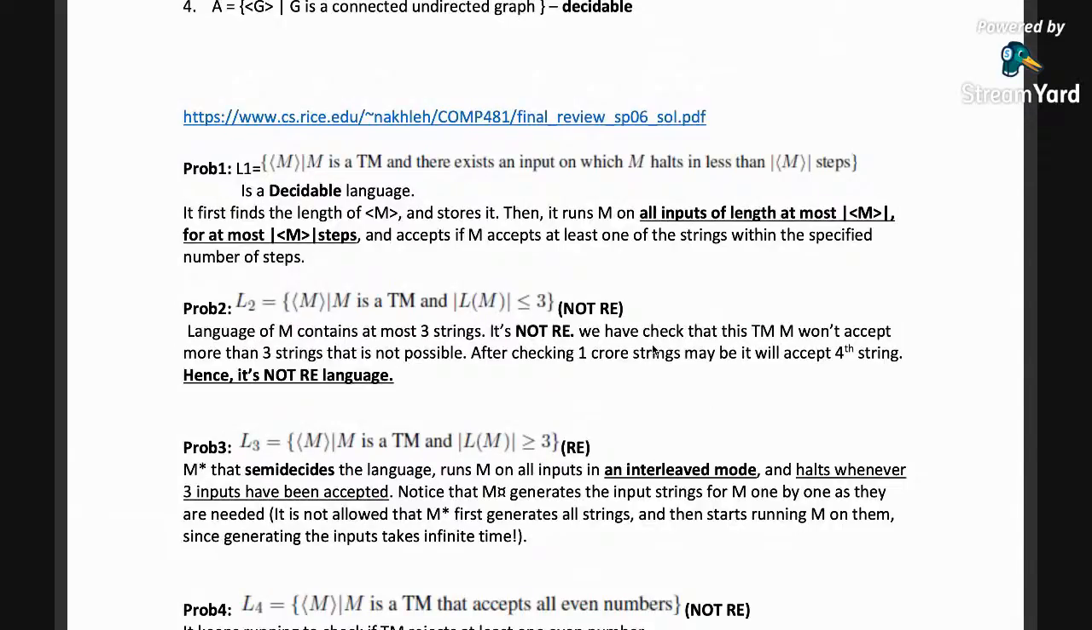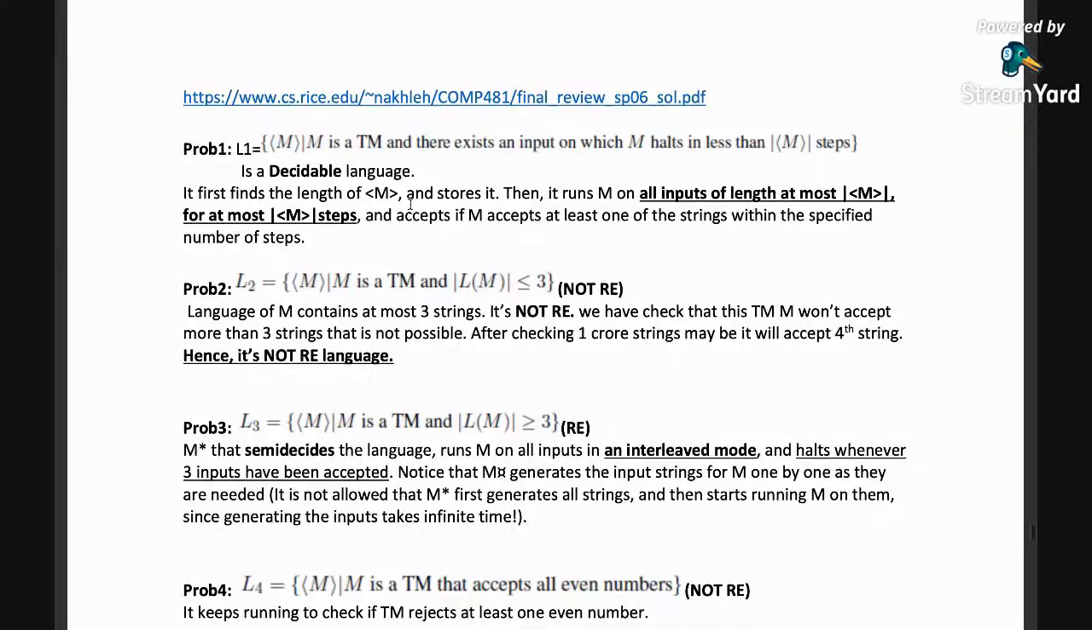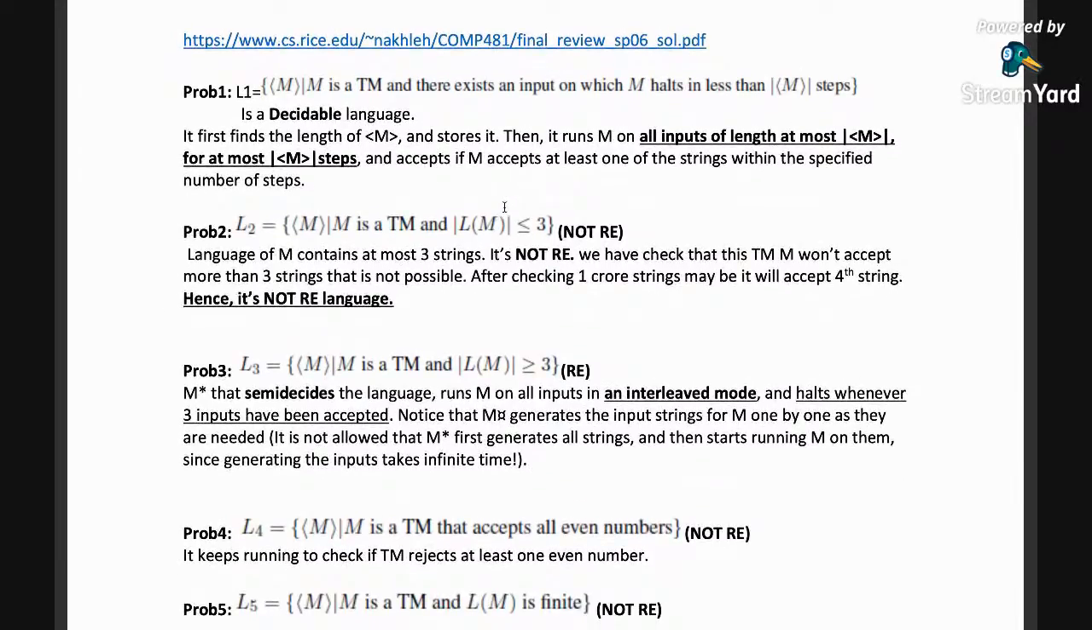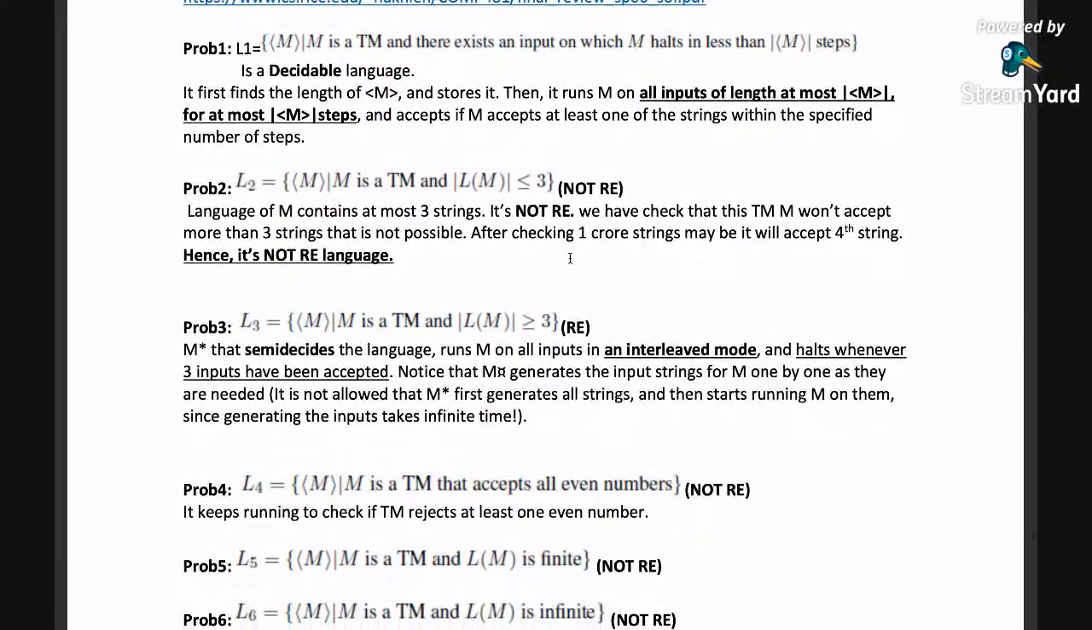L1: M is a Turing machine and there exists an input on which M halts in less than n steps. This is a decidable problem. It first finds the length of this and stores it. Then it runs M on all inputs of length at most this for at most these steps and accepts if M accepts at least one of the strings within the specified number of steps.